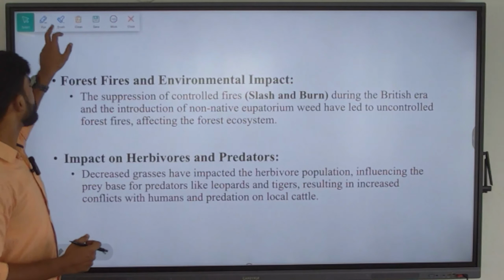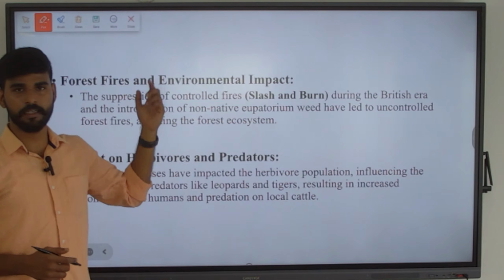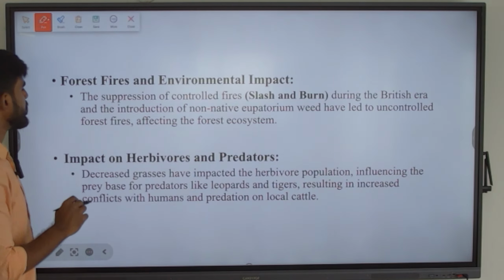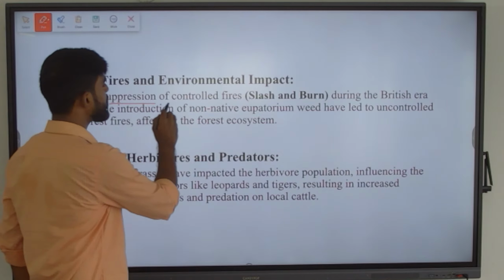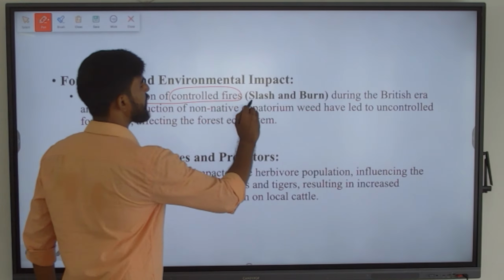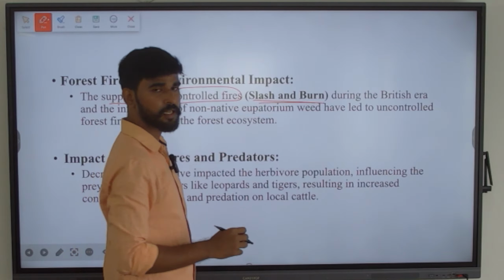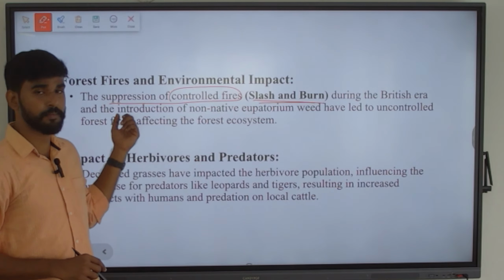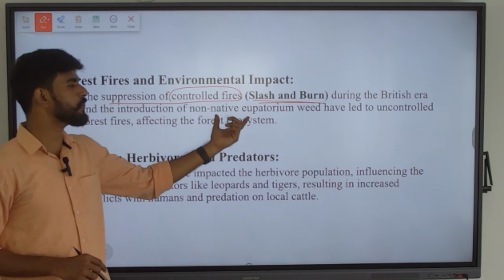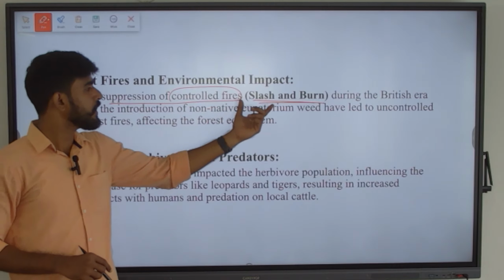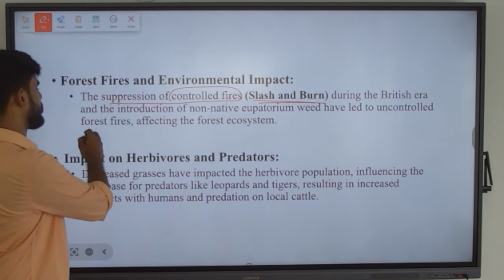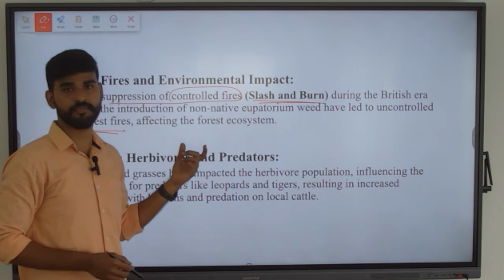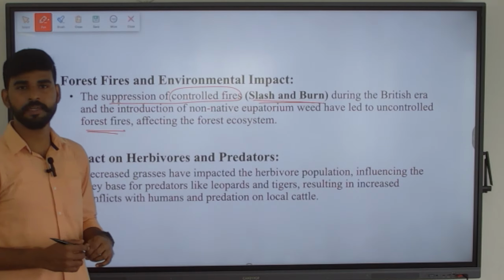Next is forest fires and environmental impact. From the previous point, we can say during the British era, what did they do? They suppressed the controlled fires, that is the slash and burn method, which was a controlled fire. But then they introduced this particular Eupatorium weed, which is a non-native species, which has led to uncontrolled forest fire. So from controlled forest fire, now it has become uncontrolled forest fire. This is because of the change made by the British people.